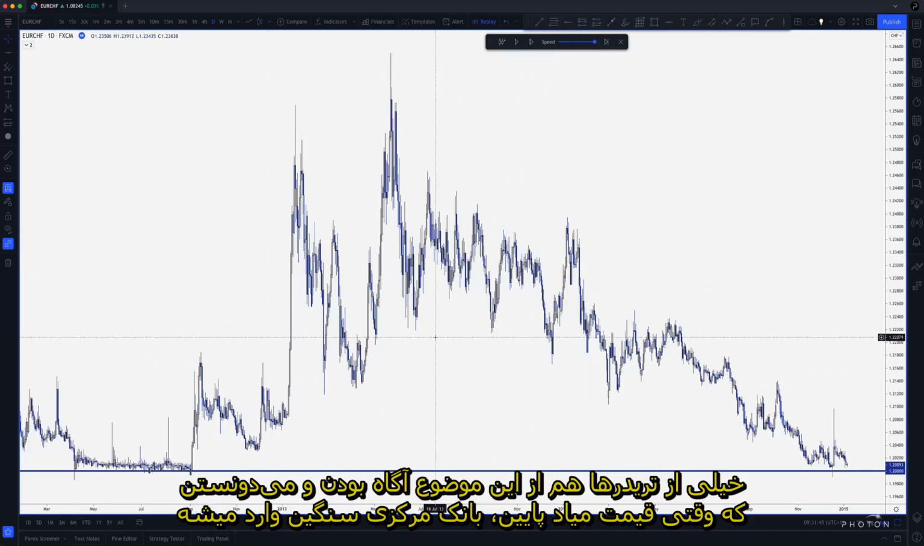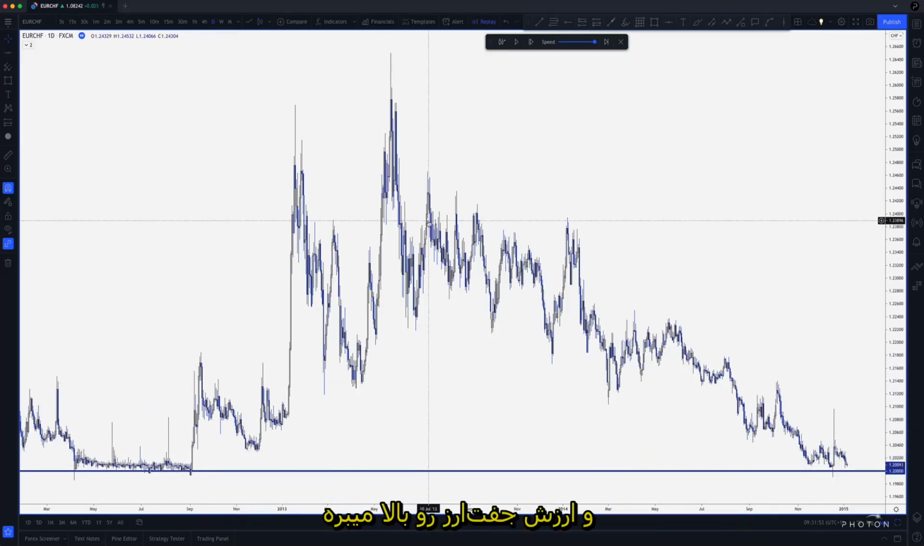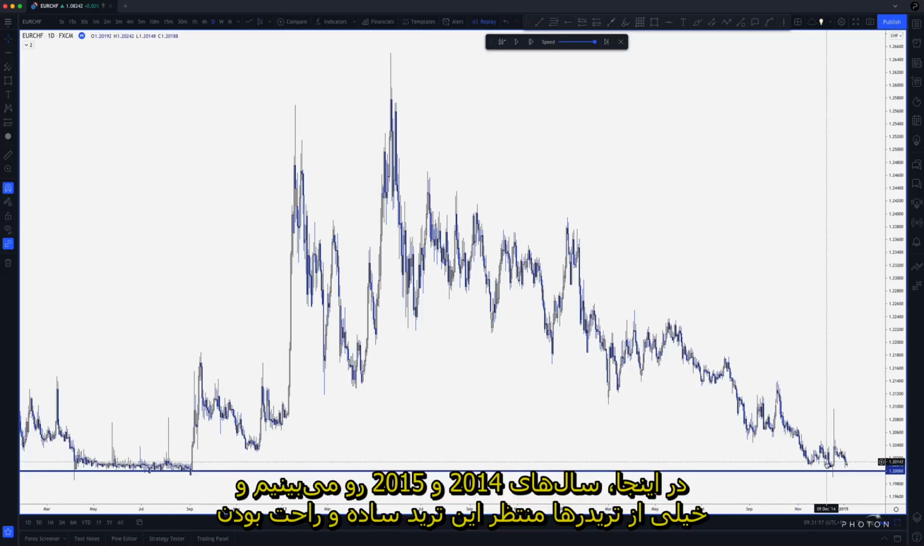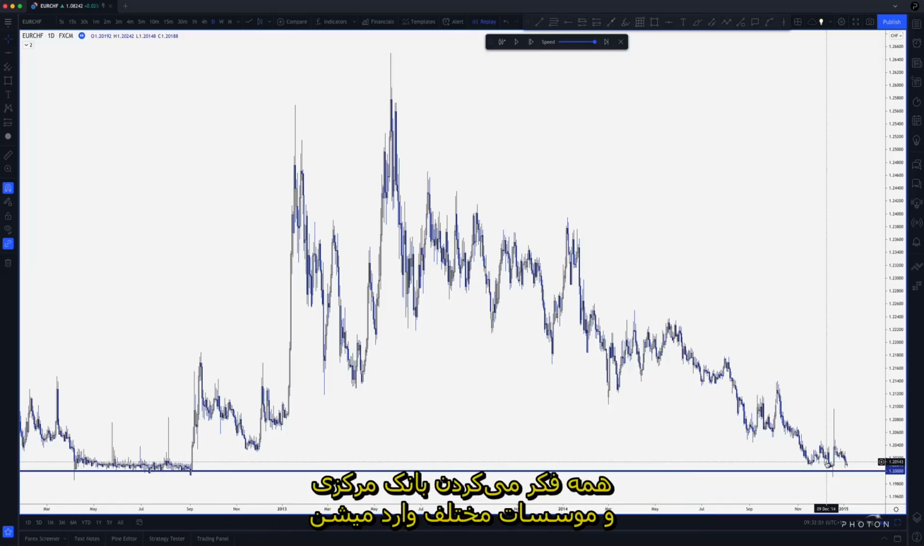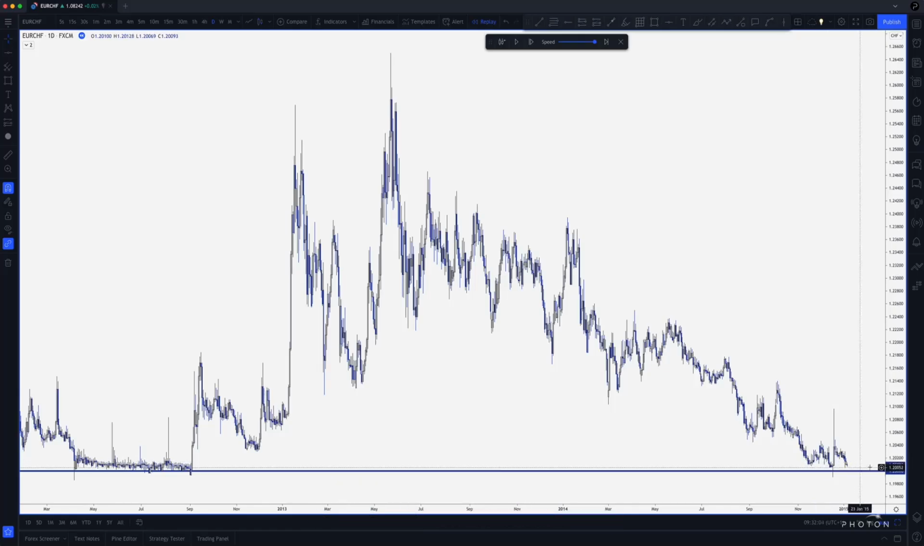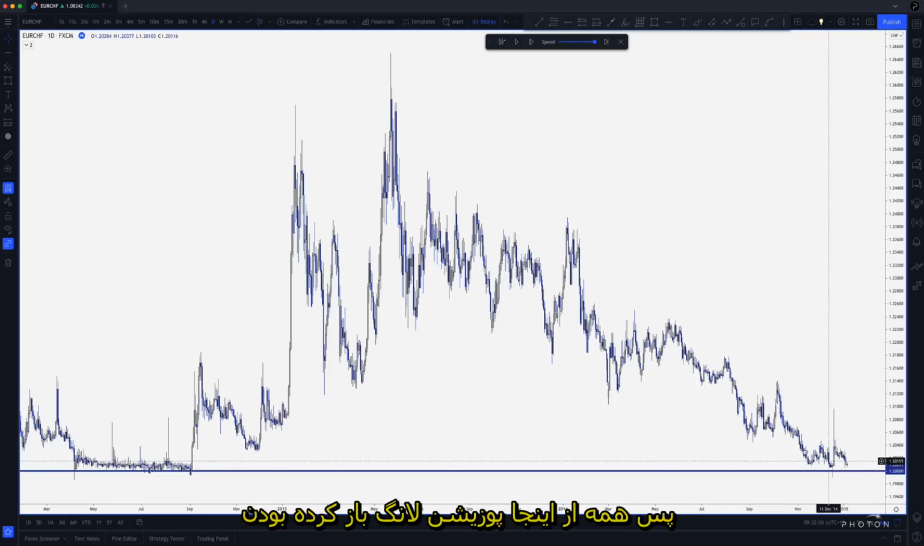And then a lot of traders knew this, and they knew that every time price came down, the central bank would step in heavily, forcing the currency pair back up. So as we came back down around the end of 2014 and 2015, a lot of traders saw this as a pretty easy trade. The central bank is going to step in, so may as well trade on the side of the bank, right? So everyone was getting long down here.